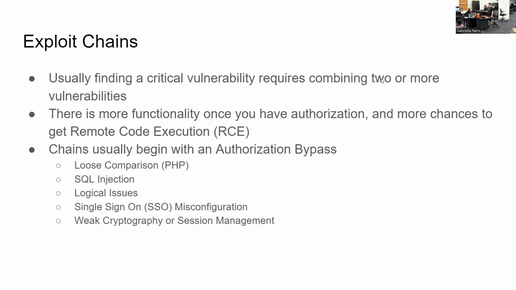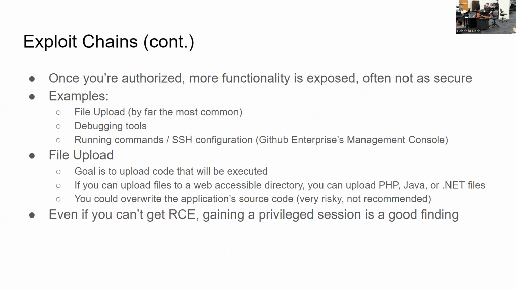There's also the SQL injection that I already mentioned. Other logical issues, single sign-on misconfigurations, or weak cryptography and session management issues. But generally, authorization bypass is an easy way to get remote code execution because it's easier to find a path to remote code execution after you're authorized. And a lot of the functionality that's exposed after you're authorized is usually not as secure.